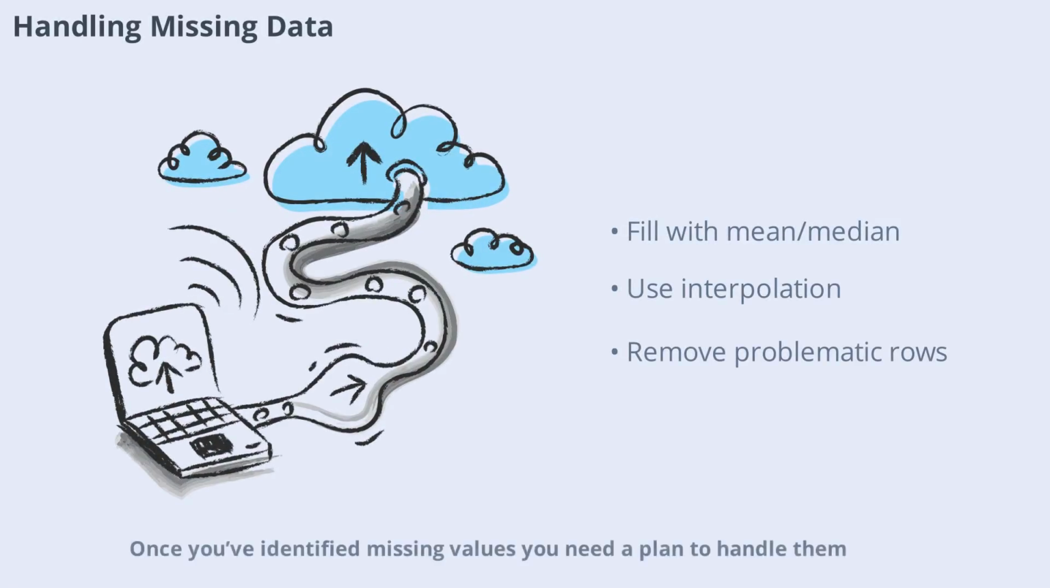Once you've identified missing values, you need a plan to handle them. Common strategies include filling in missing values with the mean or median, using interpolation, or simply removing rows with too many gaps. The right approach depends on your data and analysis goals. Handling missing data carefully ensures your results are as accurate as possible.